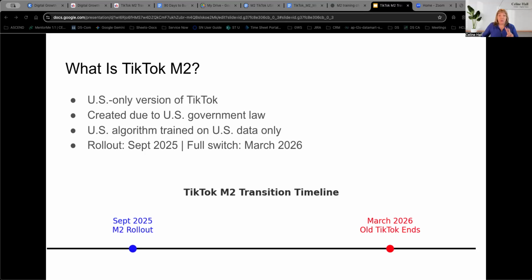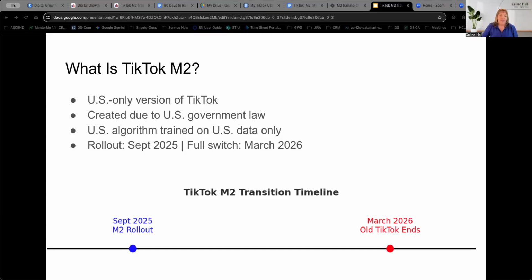Okay, so there's two key points here that you need to know. TikTok M2 is not just a copy of TikTok worldwide. It's a whole new application. It's a completely new environment and it's a completely new algorithm and it's trained for US only, so Americans only. Think of it as two separate servers, two separate databases. It's all completely separate. The data is not going to be transferred back and forth.